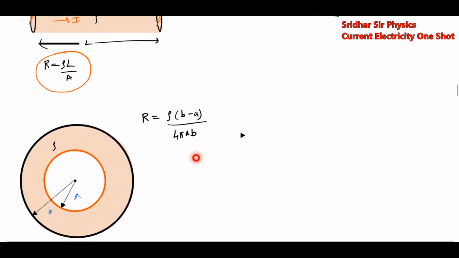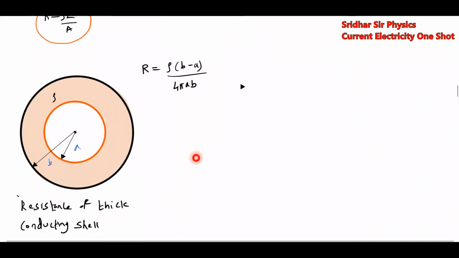Then similarly, the resistance of a thick shell. Here the current will flow radially outward. Then the resistance is given by resistivity, thickness of the shell B minus A, by 4 pi AB. Now, these are the resistances of different shape conductors which you are supposed to remember.